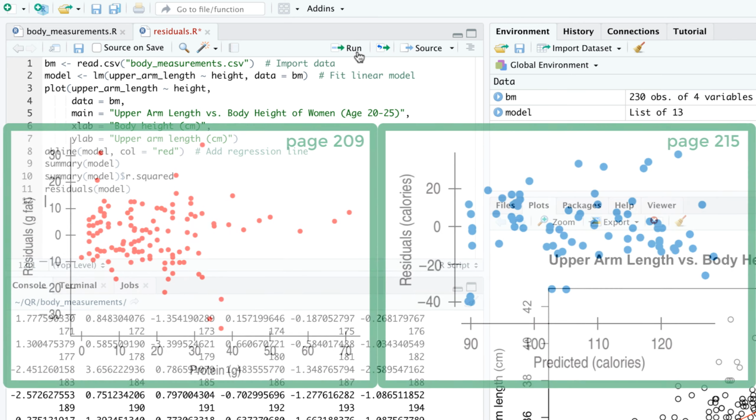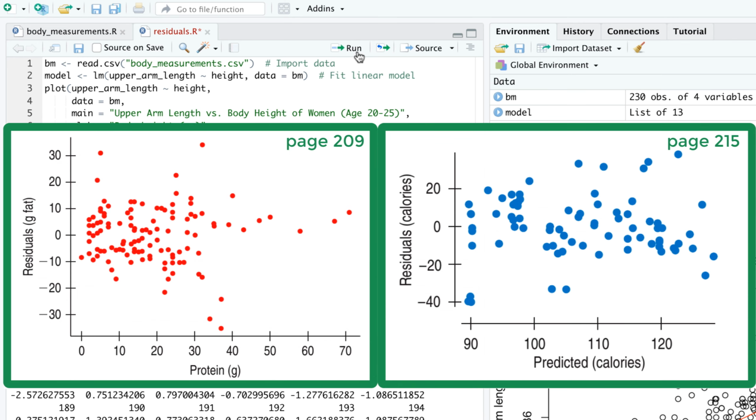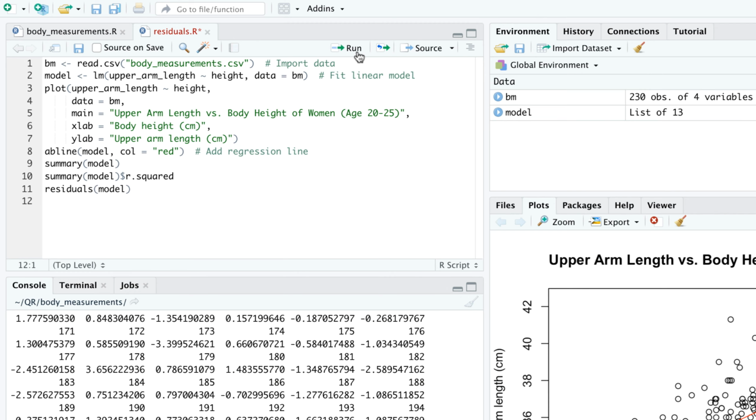In figure 7.5 on page 209, our textbook uses the observed value as x-coordinates, whereas the unnumbered figure on page 215 has the predicted values on the x-axis. The only difference between using the observed or predicted values is a linear scaling of the x-axis, which doesn't affect the conclusions we draw from the plot. Using the predicted values as x-coordinates is generally more common in the literature.